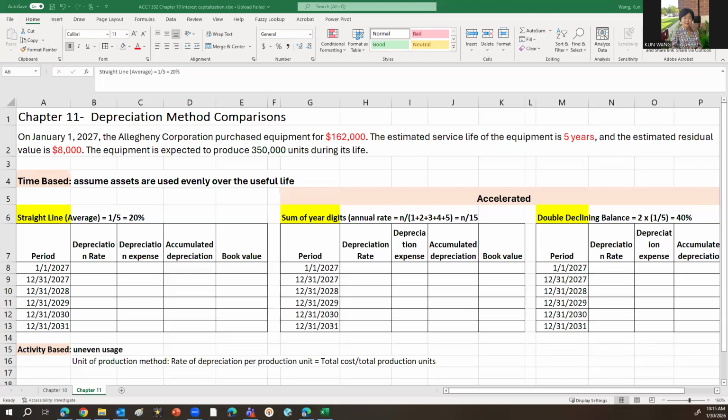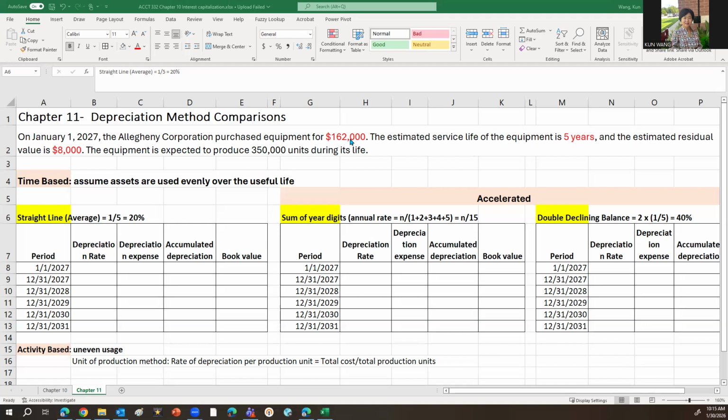Hello everyone. In this video, let's go over an example of the depreciation methods for property, plant, and equipment in Chapter 11. I'm using the example I gave you in the handouts from Tuesday's class. So this is a simple case. We have an equipment. We need to know the original cost, which is given directly here by the question.